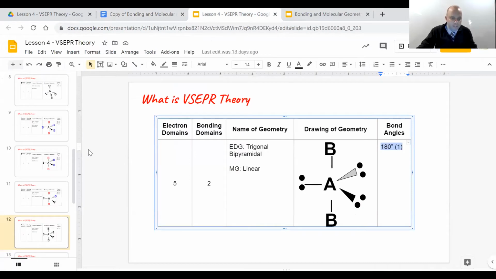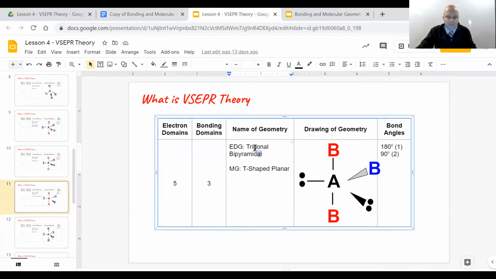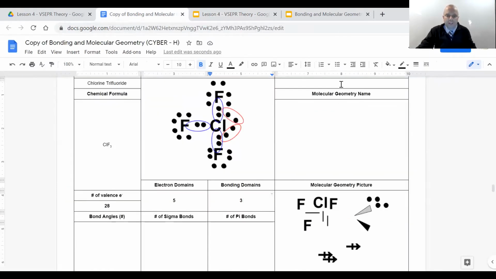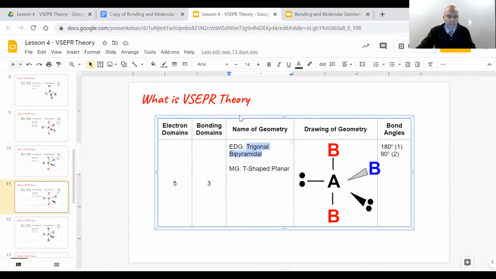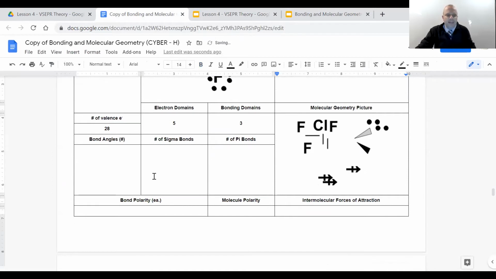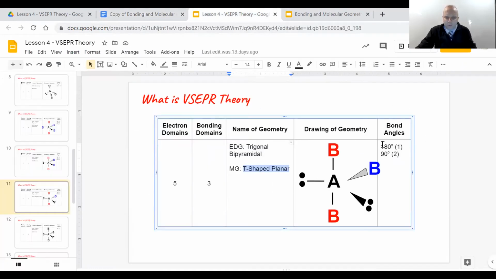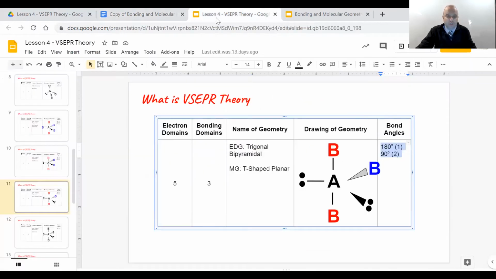I'm going to jump over to our VSEPR theory guide, slide up 1. Here's our 5-3 combination. So the name of the electron domain geometry is trigonal bipyramidal. That's going to go in the top box here, just so you could see that. And then in the lower box where it says molecular geometry name, we have this T-shaped planar right there. So we're going to pop that in there. And then finally for the bond angles, we're again going to grab these right from here and we'll just paste them in right there.